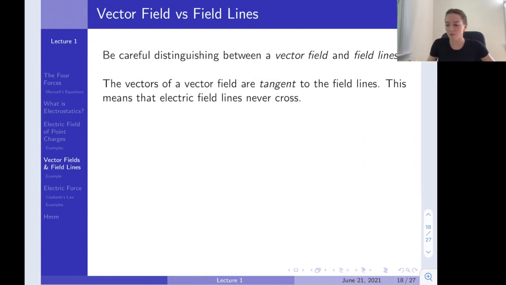The other thing to keep in mind is to be careful distinguishing between a vector field and field lines. Those are two different things, even though they sound similar. You can draw field lines for any vector field. It's just a way of visualizing what the field looks like. The vectors of a vector field are tangent to the field lines. So remember, the vectors of a vector field and the field lines are two separate things, and the vectors of that field are tangent to the field lines.